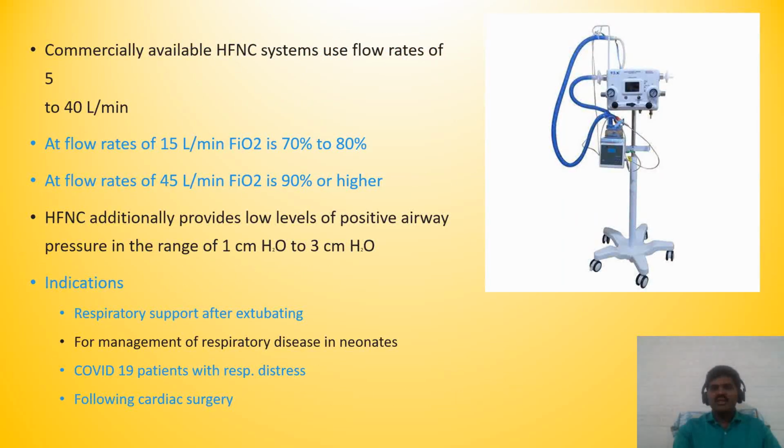So the picture here shows the setup for a HFNC. There is a humidifier here, and this is a machine which creates high flow rates. Commercially available HFNC systems use flow rates of 5 to 40 liters per minute. At flow rates of 15 liters per minute, FiO2 is 70 to 80%. If you increase the flow rate to 45 liters per minute, FiO2 increases to 90% or even more. HFNC additionally provides low levels of positive airway pressure, which range from 1 centimeter to 3 centimeters of water. So patient tolerability will be very high.